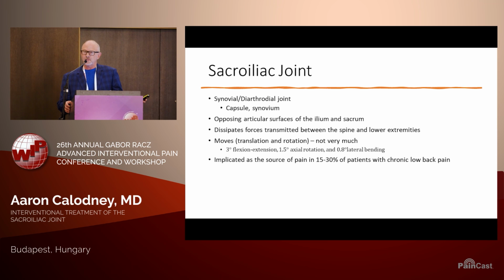It has a capsule, it has a synovium, and opposing articular surfaces of the ilium and the sacrum, and it dissipates the forces that are transmitted from the spine into the lower extremities. It moves a little bit, 3 degrees or so of flexion extension, about 1.5 degrees of axial rotation, and about 1 degree of lateral bending.